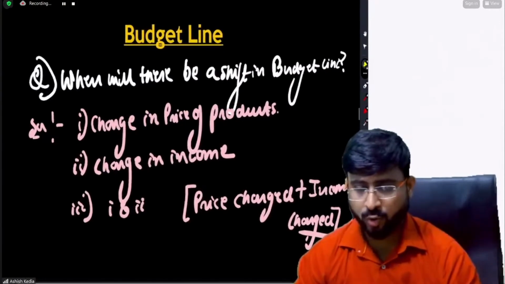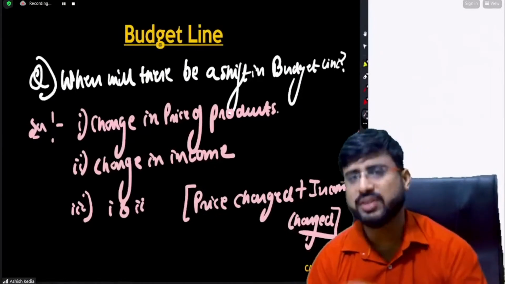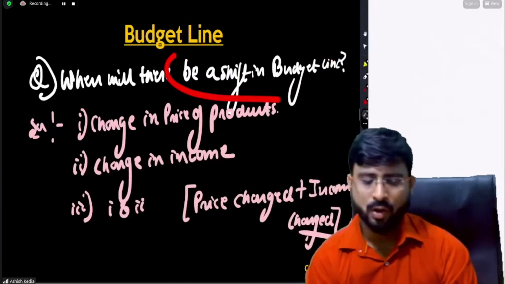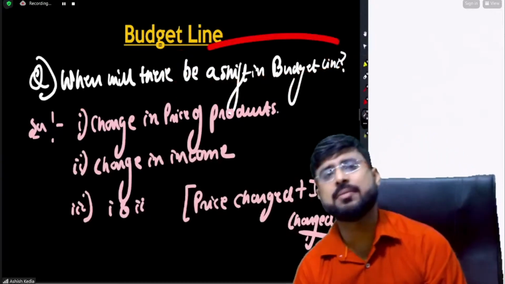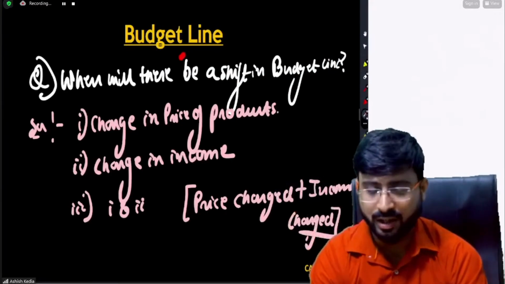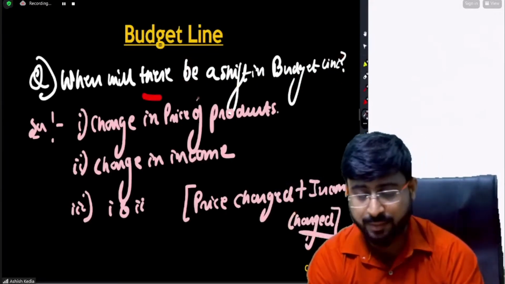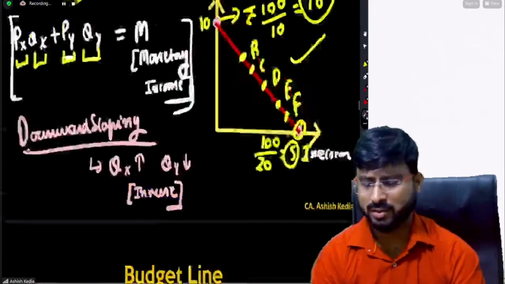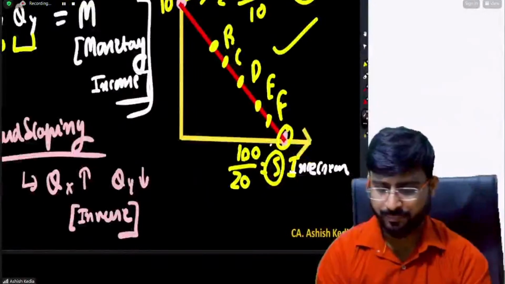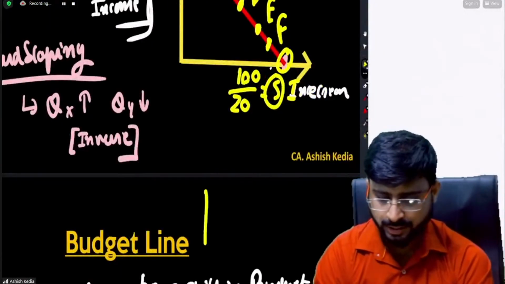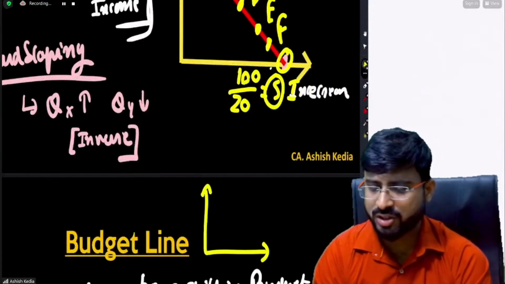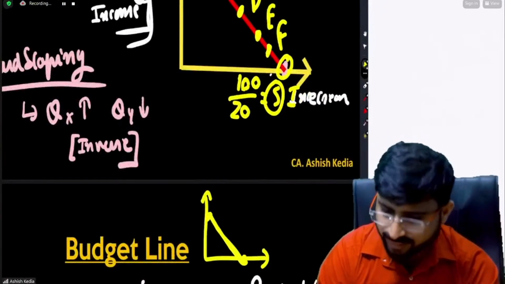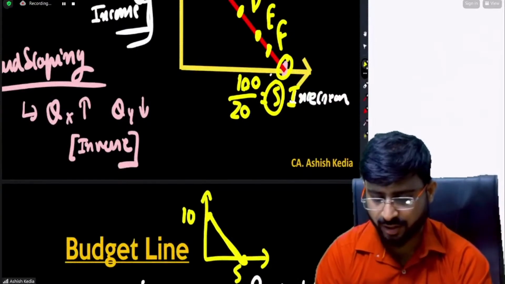Acha. Now, institute may ask you, obviously in the form of MCQ, when will there be a shift in budget line? Number one, when price of products change. Sir, how? I will give you an example. Suppose here, in the original case, you could buy 10 chocolates or 5 ice creams, correct? 10 here, 5 here.